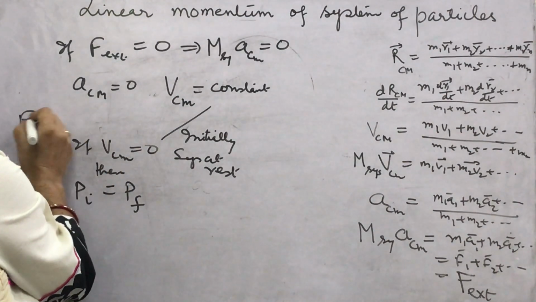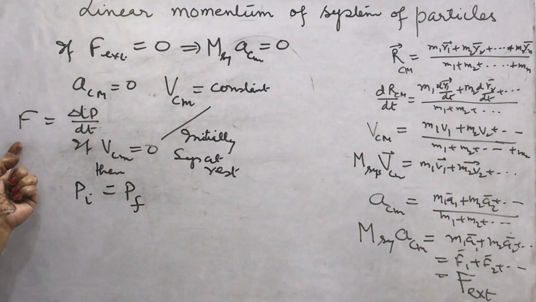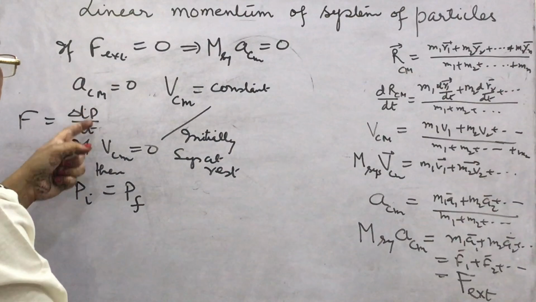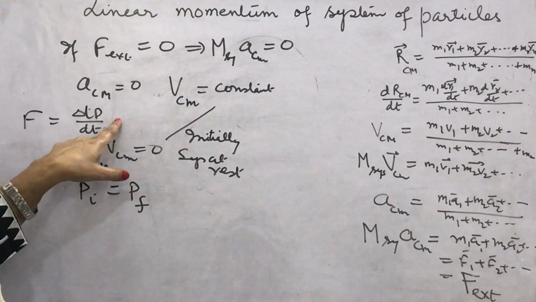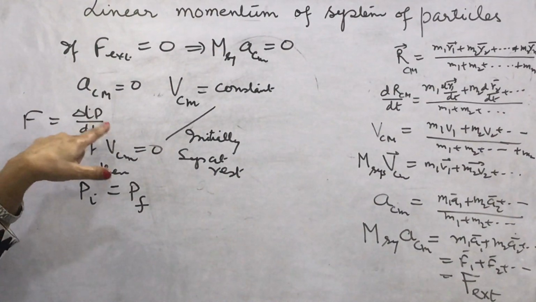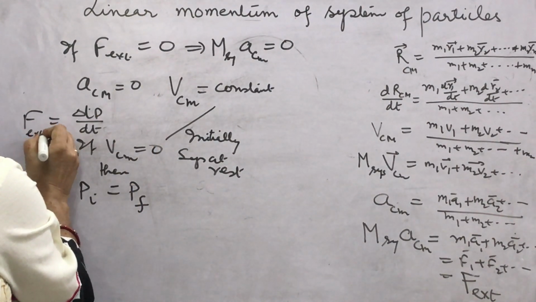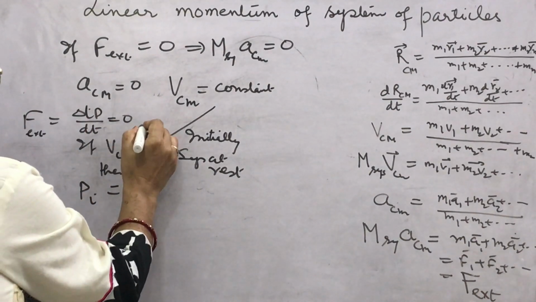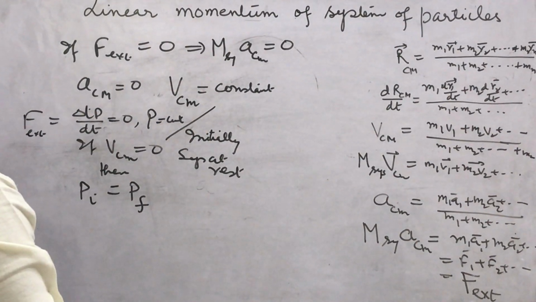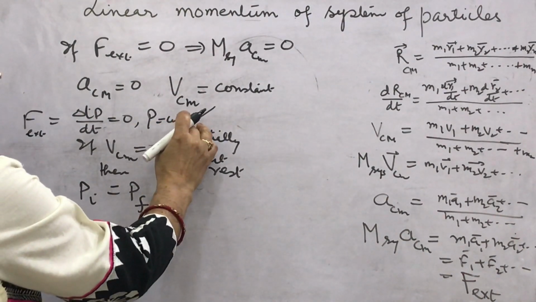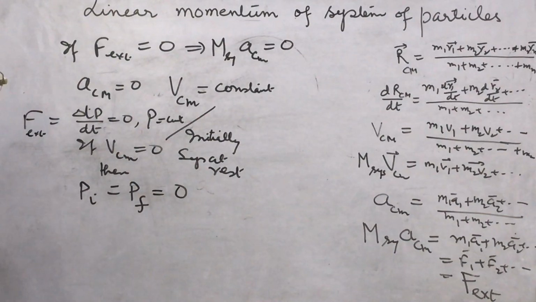We have read that force is the rate of change of momentum, dp by dt. If F external is 0, then dp by dt is 0, which means whose differentiation is 0? Momentum. Then momentum will be constant. Now, if VCM is 0, then P initial equals P final equals 0.